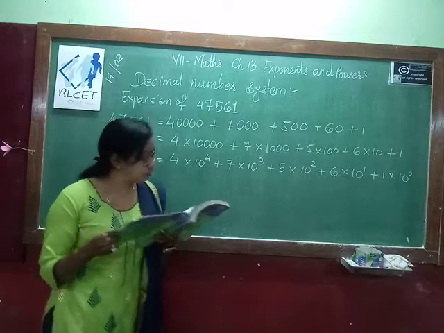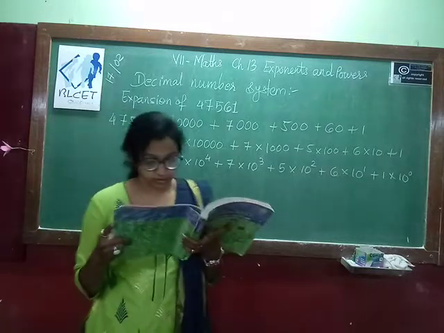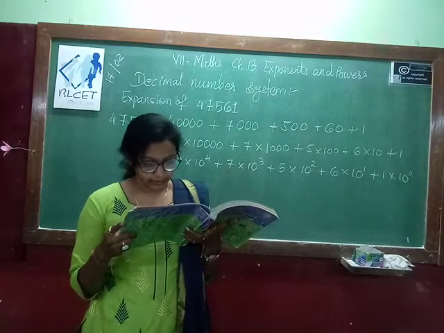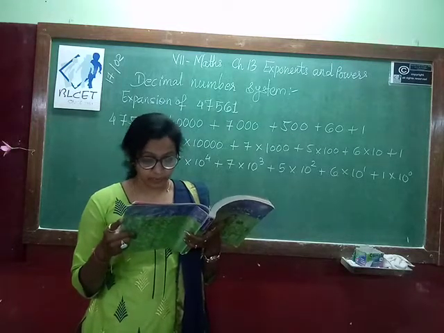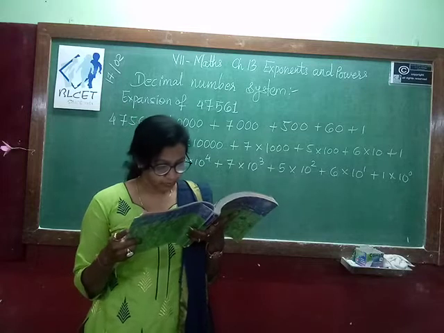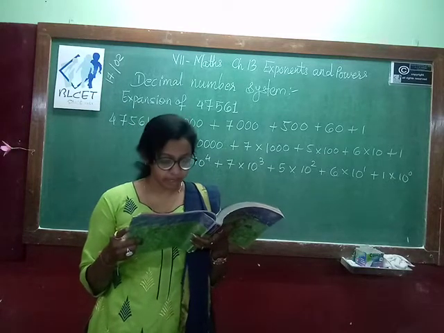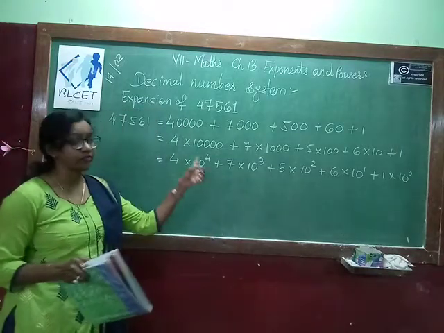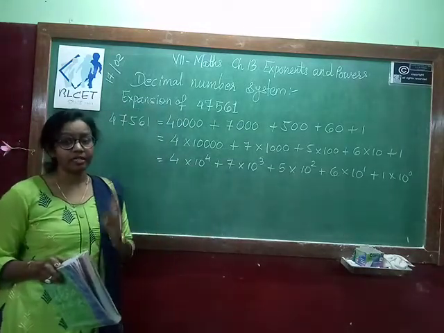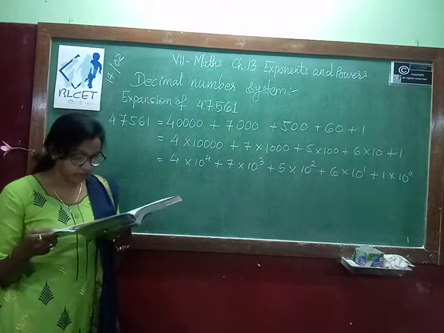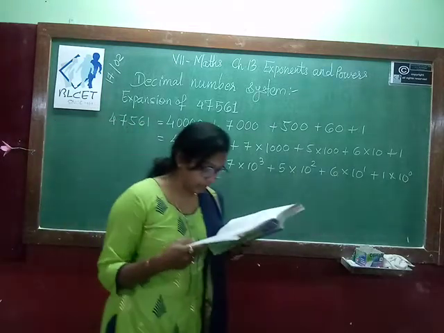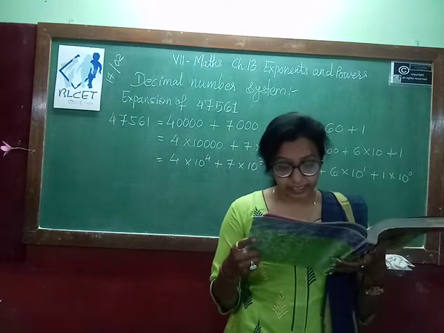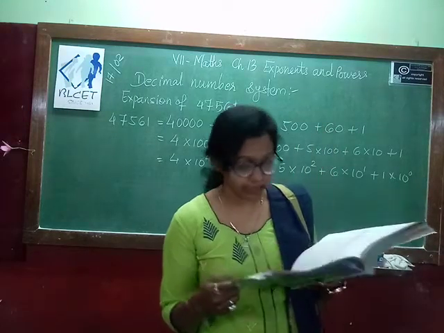So here 10,000 is 10 power 4, 1,000 is 10 power 3, 100 is 10 power 2, 10 is 10 power 1, and 1 means 10 power 0. So this way you can expand the numbers and write them in exponential form. This we have already learned in the first introductory part. So now we discuss the next topic, that is expressing large numbers in standard form.